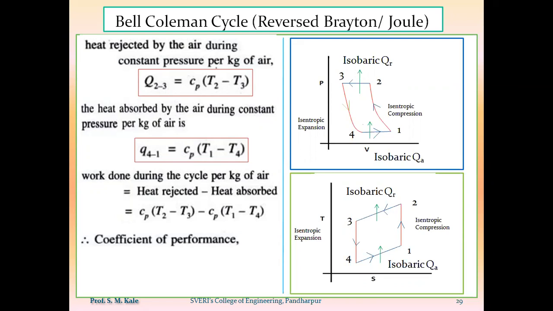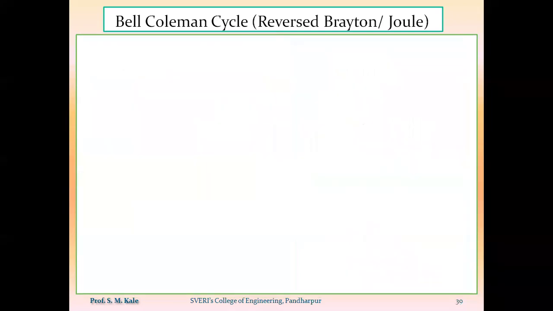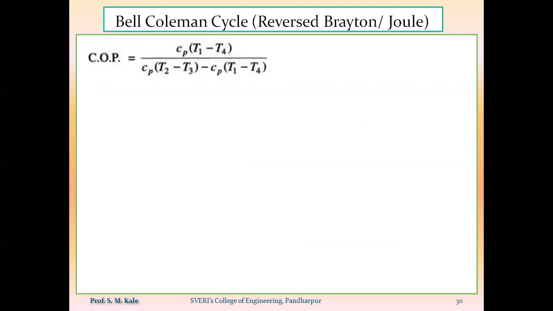After calculating the work done on the system, we have to calculate the value of COP. We know the formula: COP is nothing but heat absorption divided by work done, where heat absorption is given by Cp into (T1 minus T4), divided by Cp into (T2 minus T3) minus Cp into (T1 minus T4).